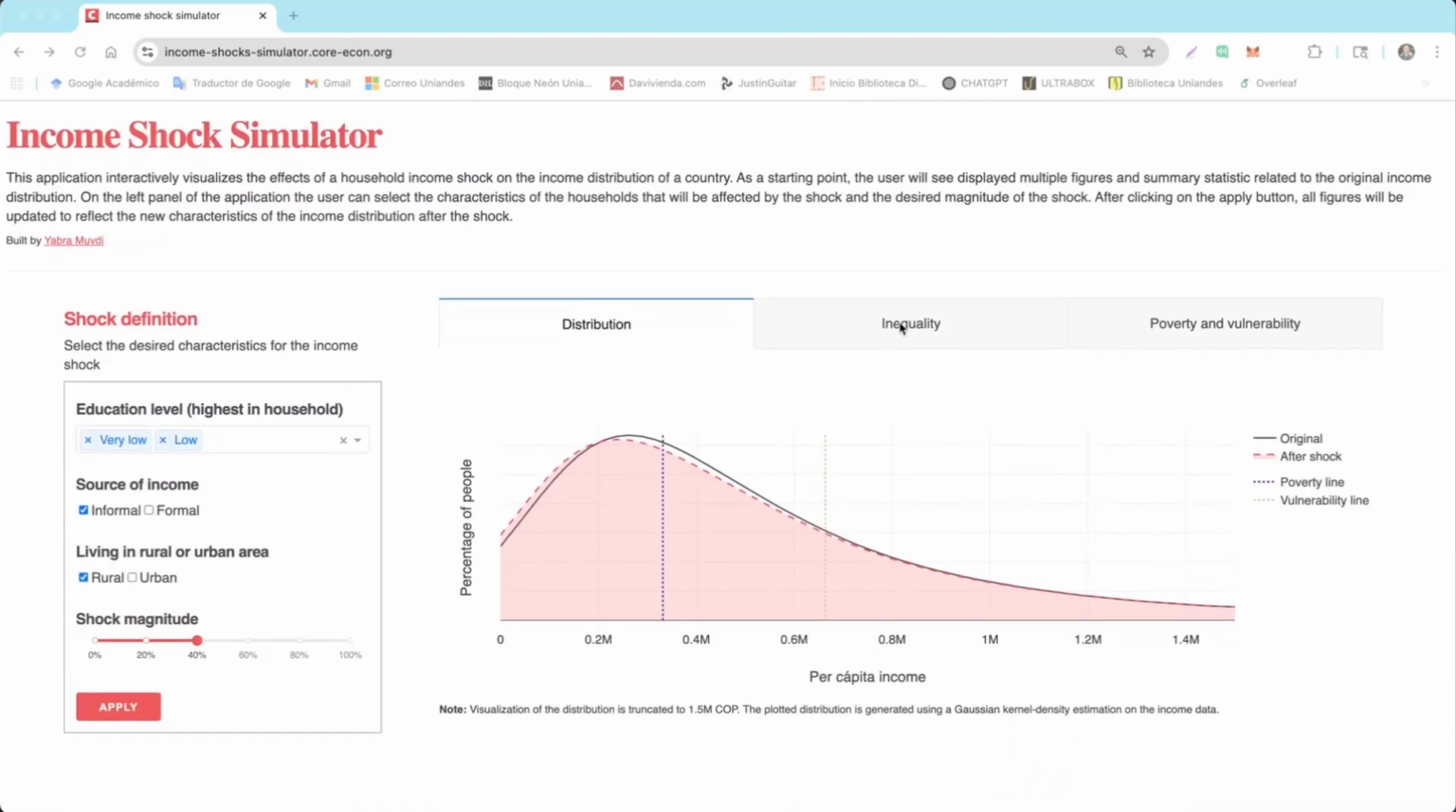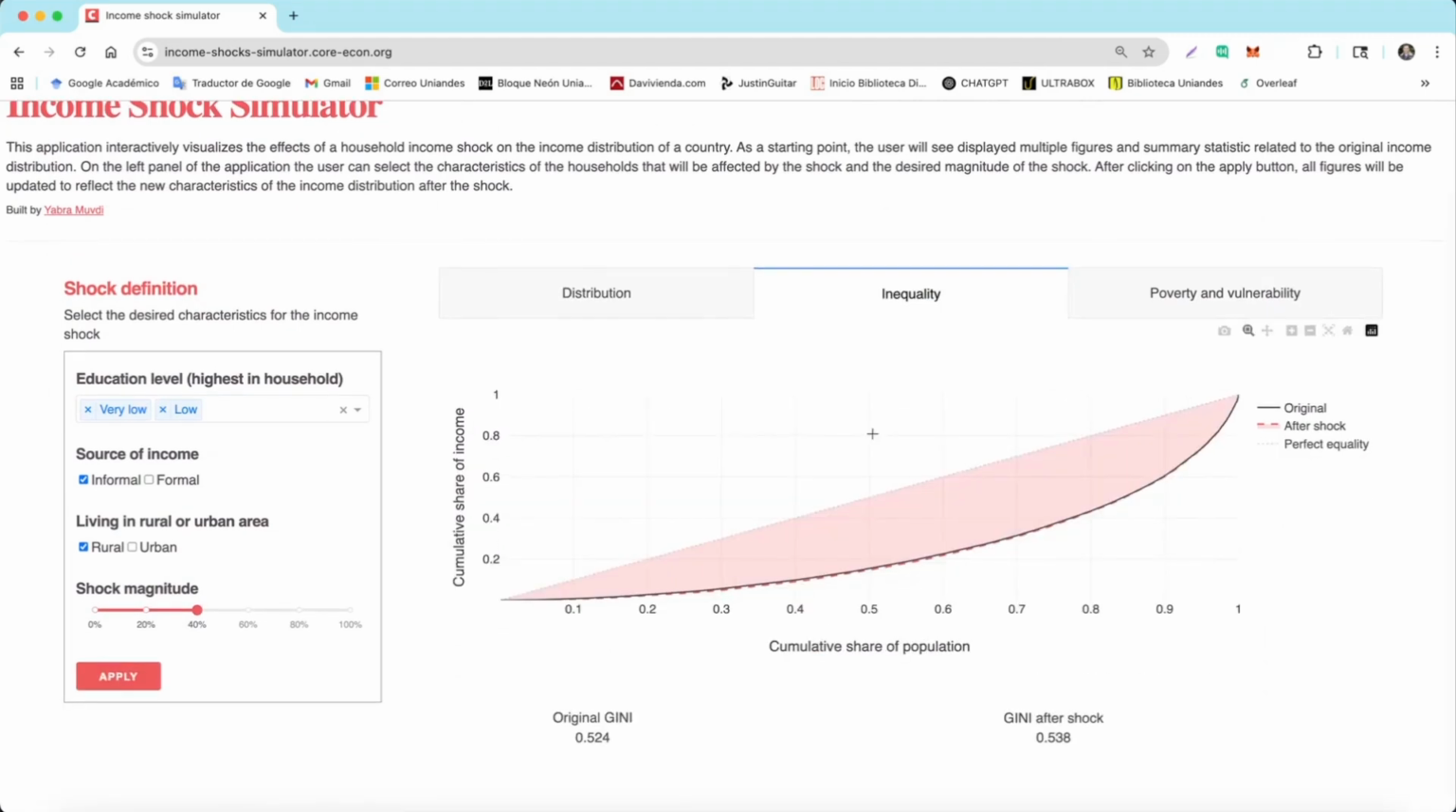Now let's see what happens with inequality. You probably already have an idea of what might be happening. The first thing the change in inequality clearly shows us is its effect on the Gini coefficient.